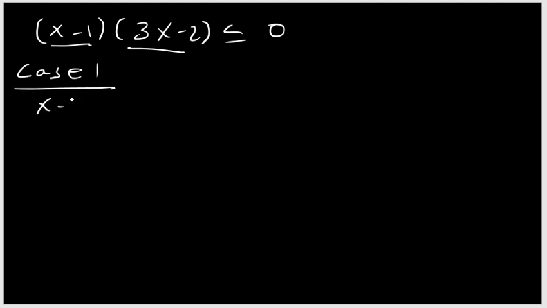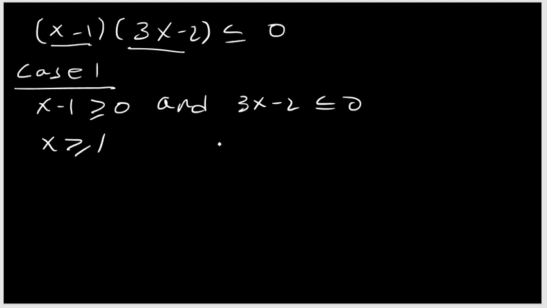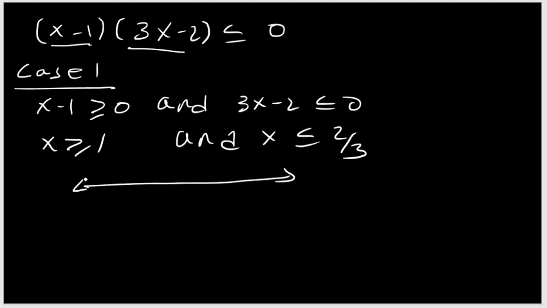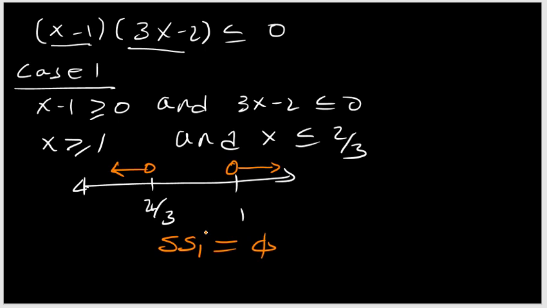I can say x − 1 ≥ 0 and 3x − 2 ≤ 0. That means x ≥ 1 and x ≤ 2/3 when you solve it. So when you try to see the two solution sets on the number line, 2/3 and 1 will be here. One solution is x ≥ 1, which will be to the right side, and x ≤ 2/3 will be to the left side. There is no intersection, so my first case solution set will be the empty set, no solution.